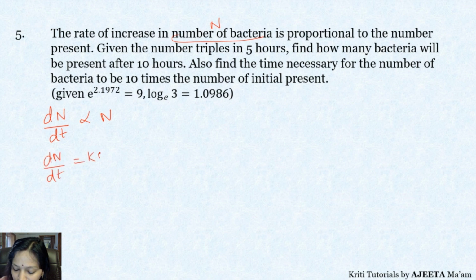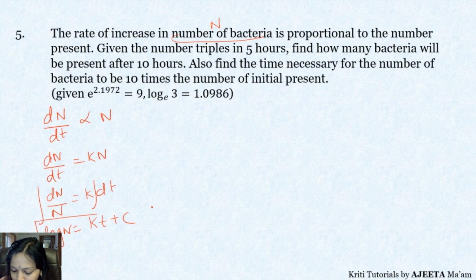So we get kn here. Now let's separate it and do the integration. So k dt will also be integrated. Here we get log n is equal to kt plus c. See, there can be no easier equation than this. It's a simple thing that we are doing here.